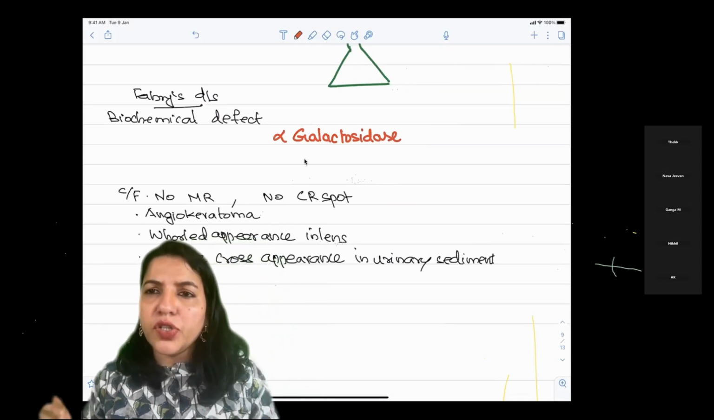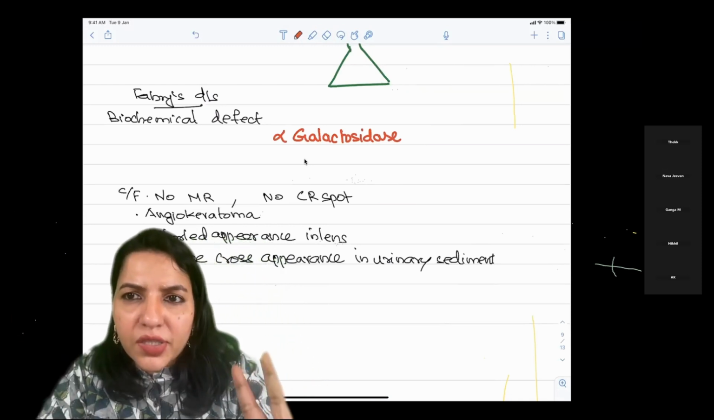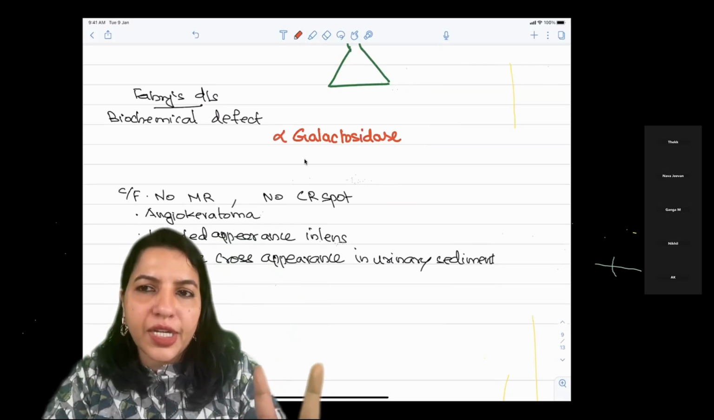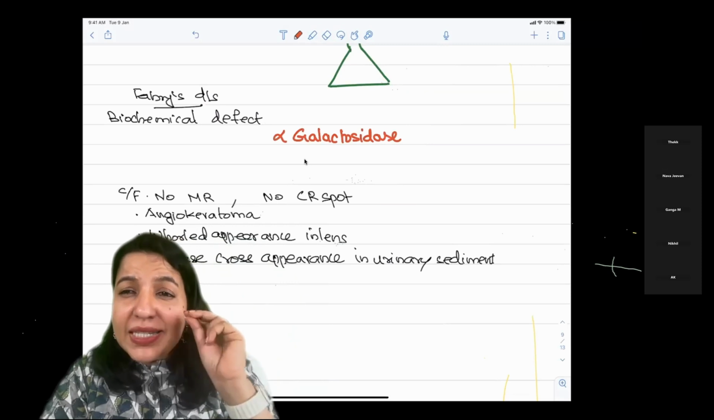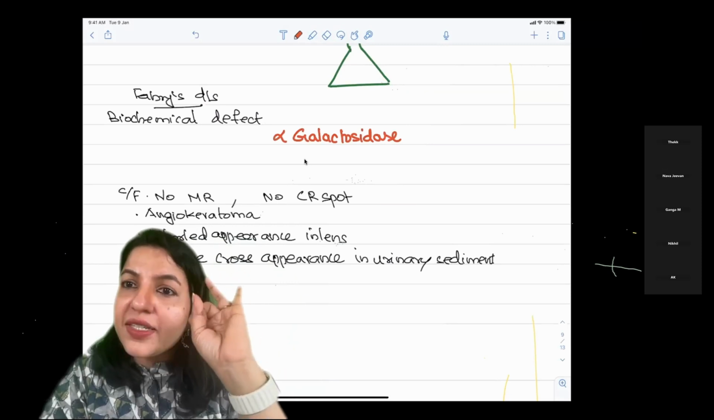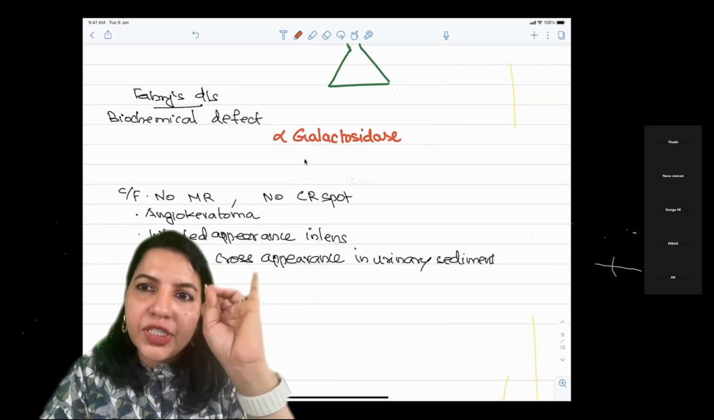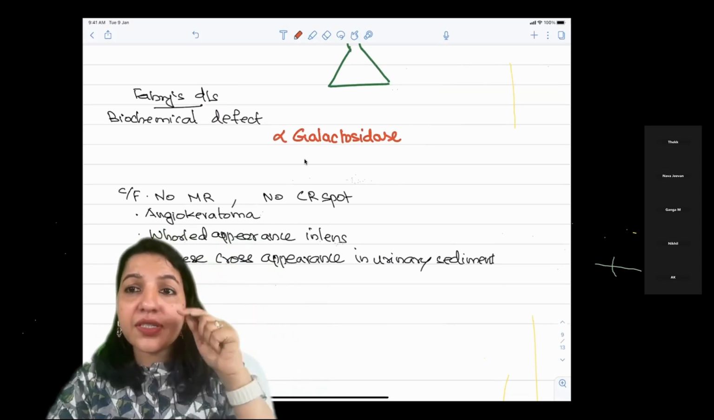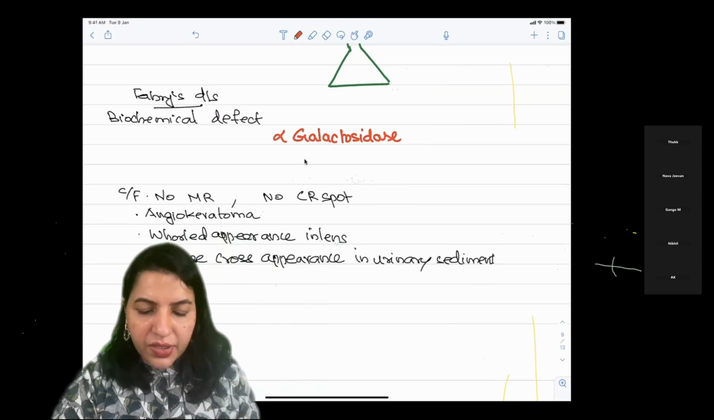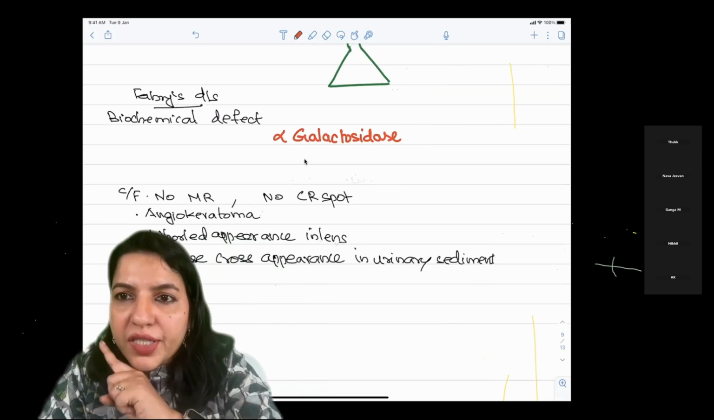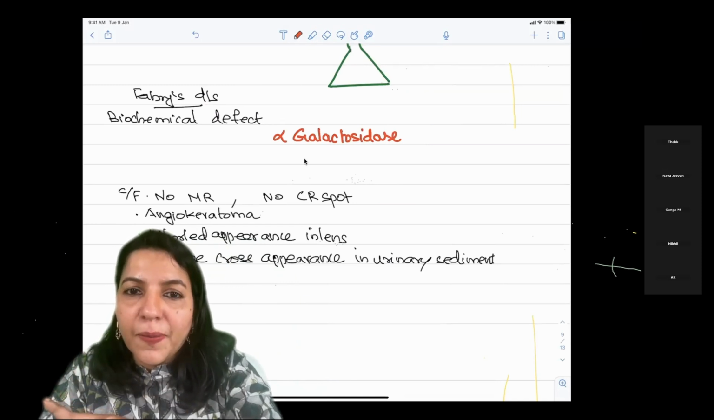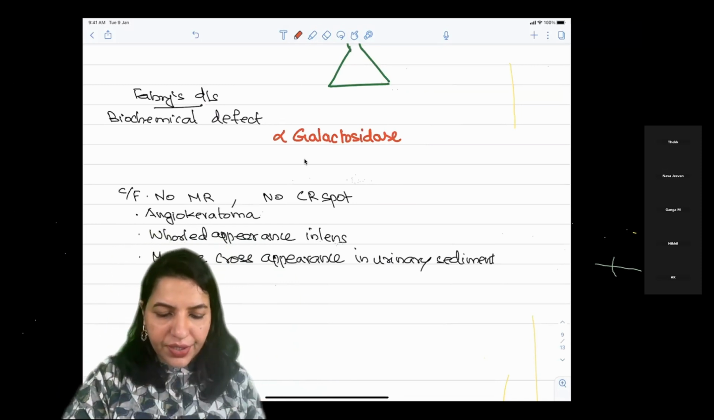Alpha galactosidase. So if I say beta galactosidase, the two disorders that come to your mind, please put it in the comment chat box. Beta galactosidase. Yes, GM1 and Krabbe disease. This is alpha galactosidase. If I say beta glucosidase, what should come to your mind? Yes, Gaucher's.